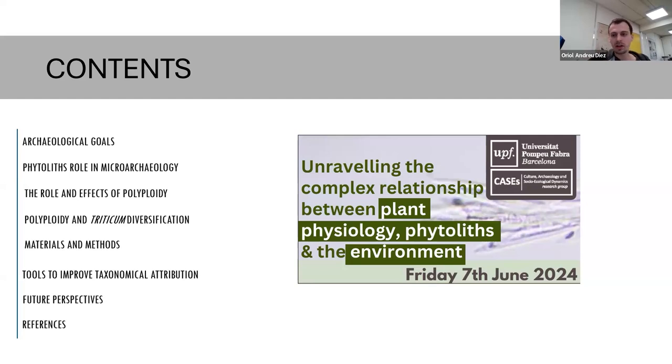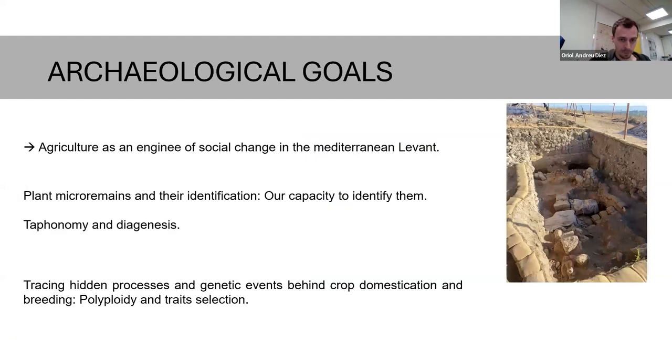I think that they are all well explained for researchers that have been working a lot of time with phytoliths. And then I'm going to give a short, brief introduction about the role and effects of polyploidy, focusing on plant species. Then the polyploidy and the Triticum diversification, and the material and methods that we are applying to study this relation between ploidy and phytolith production. Then the next steps that we want to take to get tools to improve the taxonomical attribution, and the future perspectives.